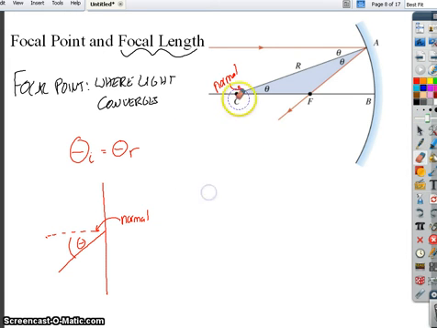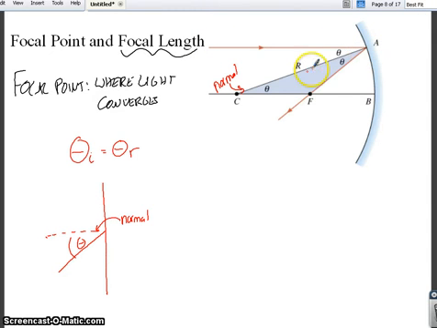The normal is going to pass through that. So if light is coming in parallel and hits the mirror, this is the normal line. So this angle of incidence is going to equal the angle of reflection. This angle of incidence is going to equal this angle of reflection, and it's going to pass through this focal point right here.